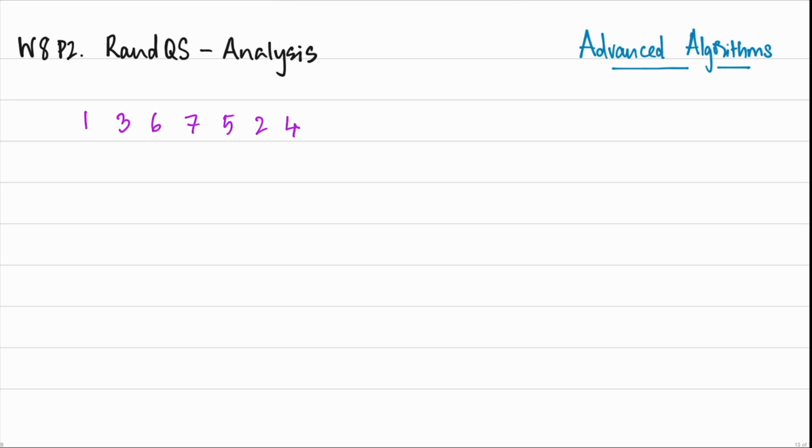So let's say at the very first step, I pick 3 as my pivot element, and I'm going to actually record that here on the side. So 3 is my first choice of pivot.